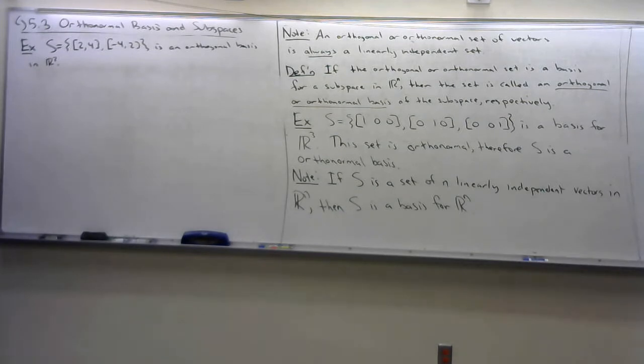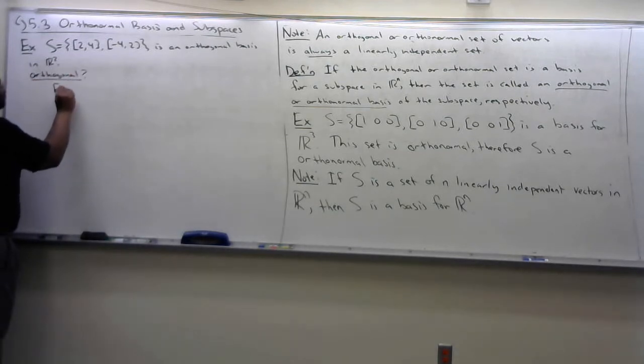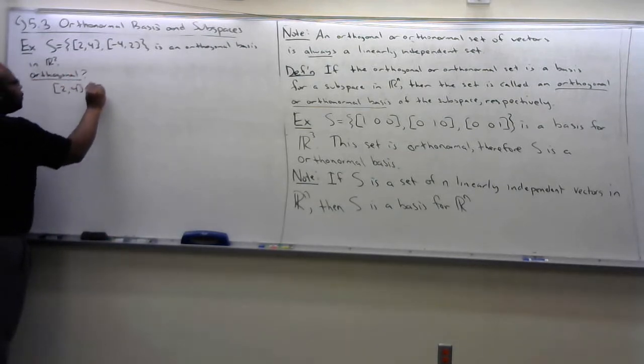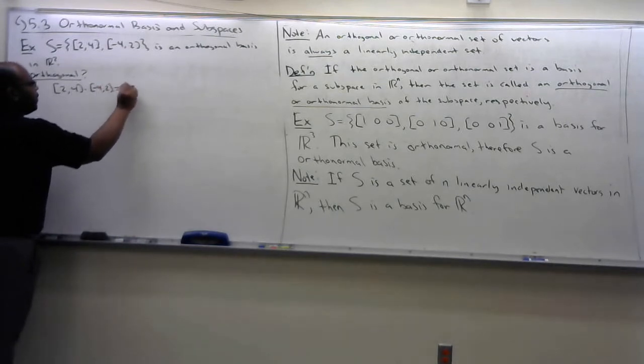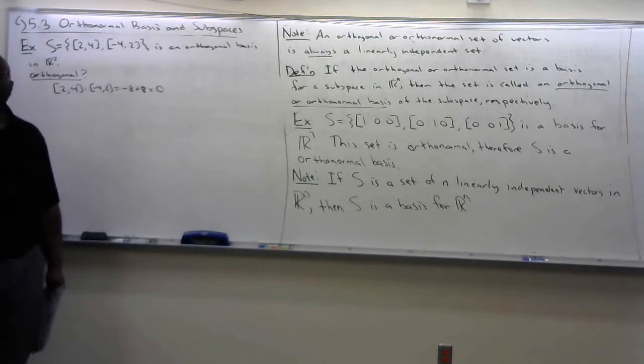Here I have my set of vectors S, (2, 4), (4, negative 2), is an orthogonal basis in R2. Now why do I say that this set is an orthogonal basis? Well, let's see if they're orthogonal to each other. Let's check that out first. If I take (2, 4) dot it with (negative 4, 2), I get negative 8 plus 8, which is 0. So these two vectors are orthogonal to each other.